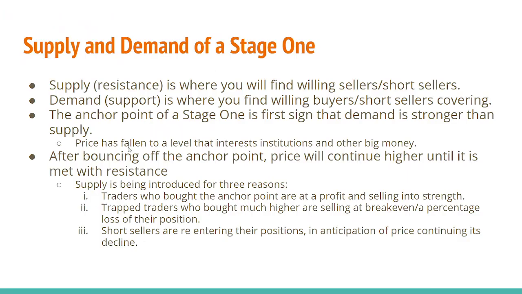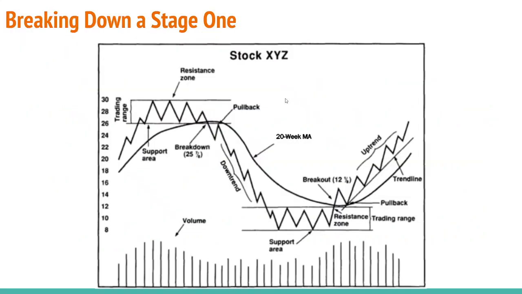And then the anchor point of a Stage 1 is the first sign that demand is stronger than supply. Price has fallen to a level that interests institutions and other big money. So your anchor point is the first area that the support is formed off of. So we have this huge Stage 4 decline coming down. Nothing holds here, bam. This one gets a big move up, and then it holds, and then it comes back down, and it still holds, and it goes back up, and it's still higher. So this is a big-time anchor point for us.